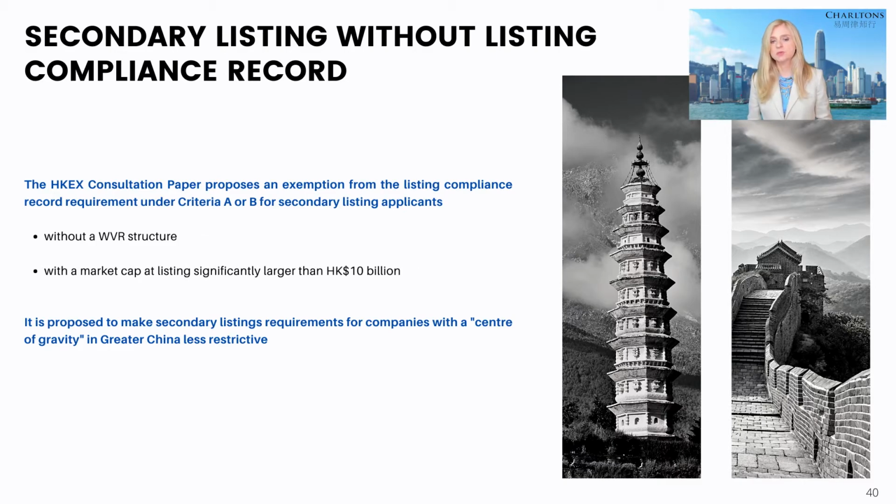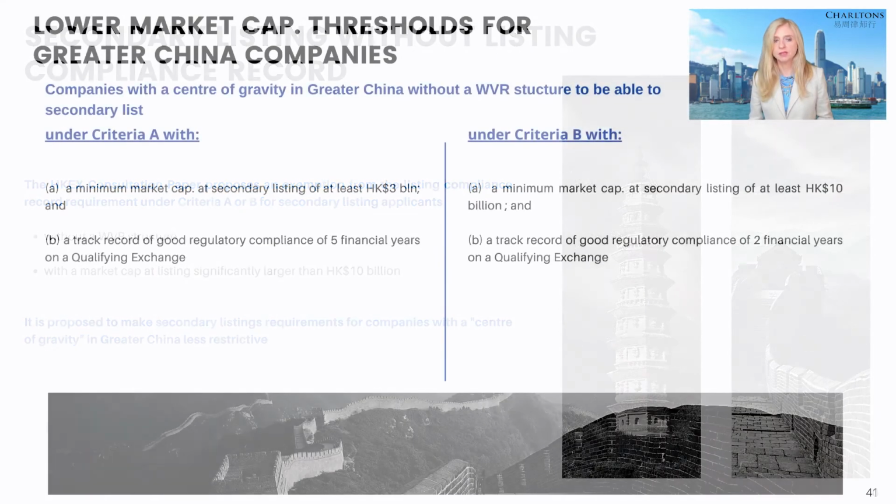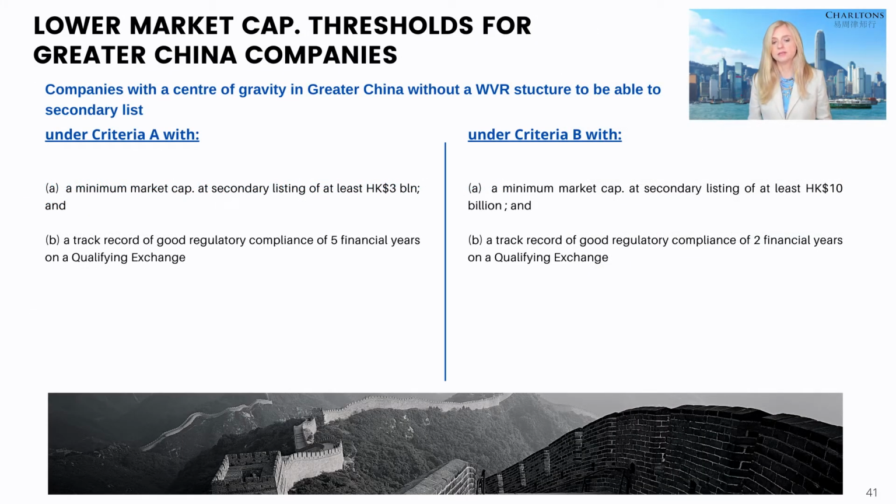secondary listings of companies with a centre of gravity in Greater China. The proposed Criteria A would allow companies with a centre of gravity in Greater China to secondary list on the Hong Kong Exchange with a minimum market capitalisation at listing of at least 3 billion Hong Kong dollars if they have a track record of 5 full financial years of good regulatory compliance on a qualifying exchange. Companies with a centre of gravity in Greater China with a track record of 2 years good regulatory compliance on a qualifying exchange could secondary list under Criteria B if they have a minimum market cap at listing of at least 10 billion Hong Kong dollars.